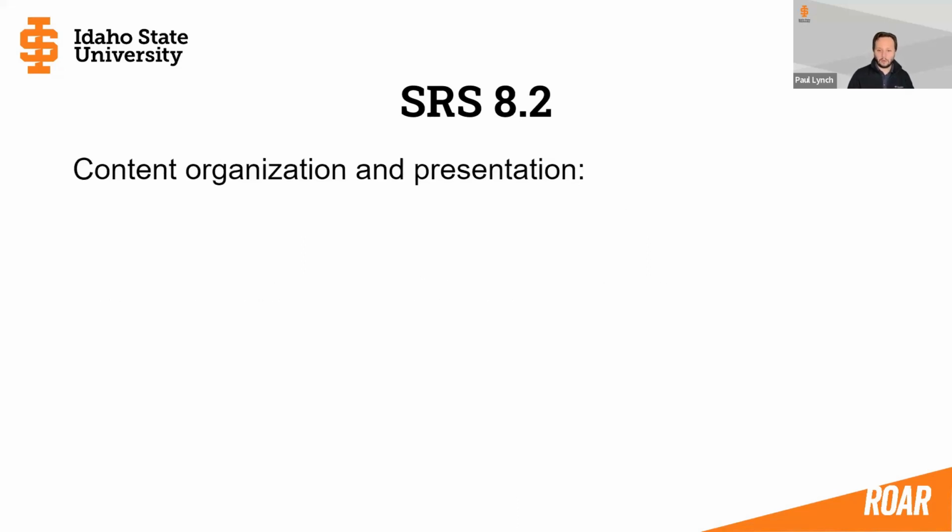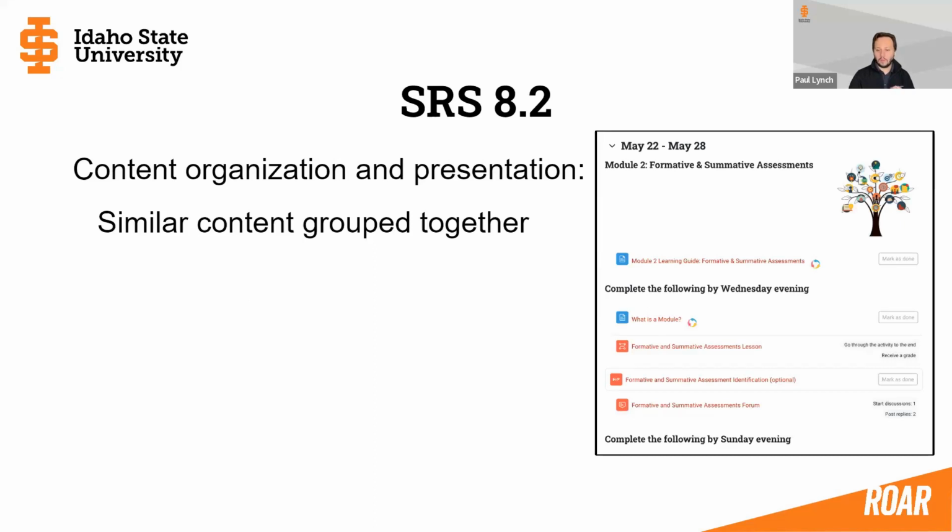Specific Review Standard 8.2 can be categorized into two different sections. This first one is content organization and presentation. So one thing we can consider is similar content is grouped together. Grouping similar content together enhances readability by organizing information logically. So this means that related topic or sections should be placed in proximity to each other. And this would make it easier for learners to follow and then comprehend the material.